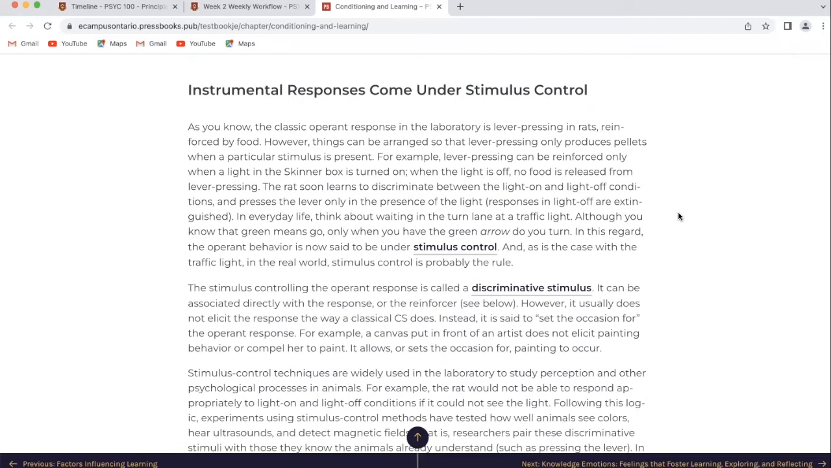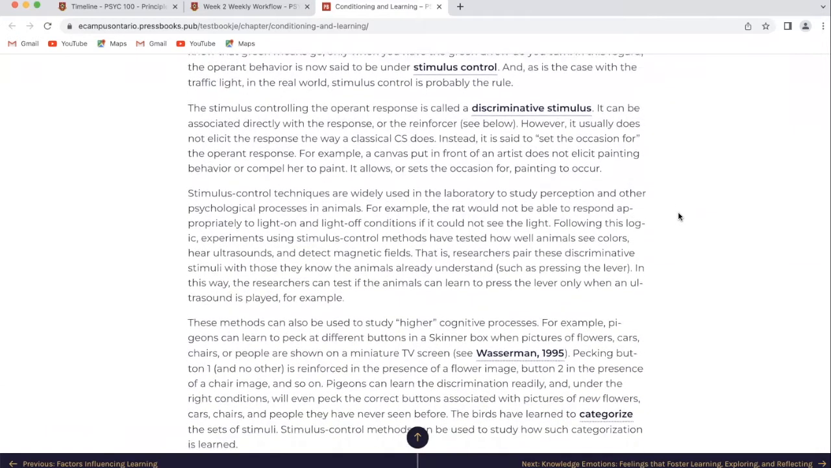In everyday life, think about waiting in the turn lane at a traffic light. Although you know that green means go, only when you have the green arrow do you turn. In this regard, the operant behavior is now said to be under stimulus control. And, as is the case with the traffic light, in the real world, stimulus control is probably the rule.